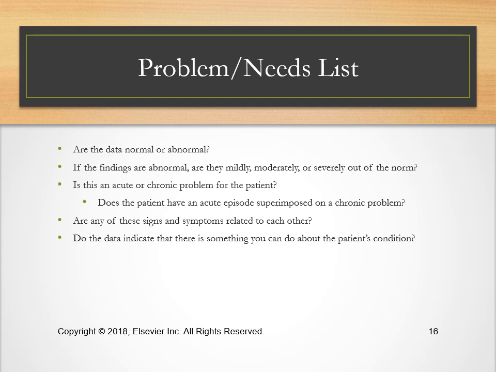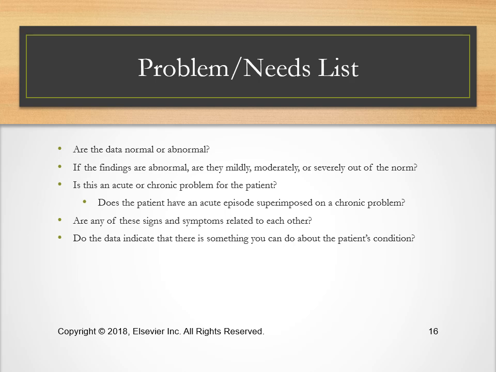Is the data that you found normal or abnormal? This is part of assessment. If the findings are abnormal, are they just a little abnormal, moderately abnormal, or way out of the norm, severely abnormal? Is this an acute problem, a problem happening right now? Or is this a problem that the patient's had for a long time, a chronic problem? Does the patient have an acute problem, a problem that just happened, superimposed on top of a chronic problem, like a heart attack and chest pain in a COPD patient?